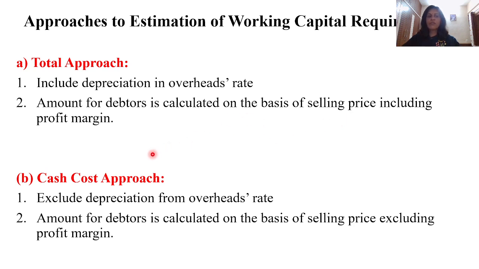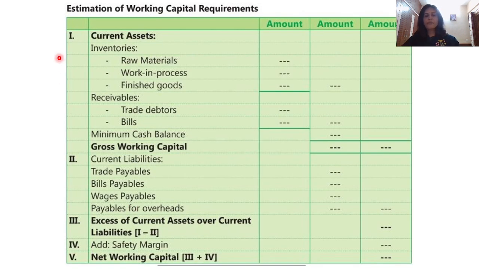Now, the same thing if it is given in cash cost approach method. First, you don't take depreciation. You are going to ignore it. You are going to exclude it. Second thing is that your debtors are not calculated on selling price. Your debtors are calculated on selling price excluding profit. Or we can say that you are going to just calculate on the basis of total cost. No profit added in that. So this is the difference between total approach and cash cost approach method.